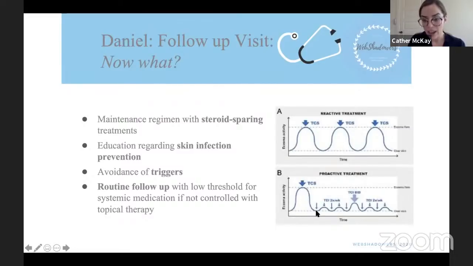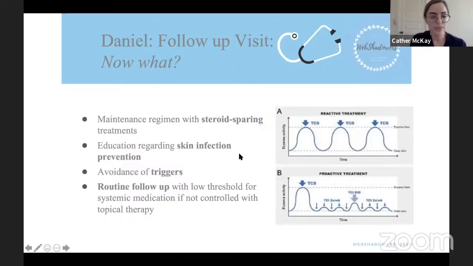Okay, well, we calmed it down. Now let's switch to a maintenance treatment that's going to make those flares less frequent, less intense, and more manageable. So you might add a TCI, which is a topical calcineurin inhibitor, Protopic or Elidel, pimecrolimus or tacrolimus. Those are options that are not steroids, but they're anti-inflammatory. So you might use those and then just use the steroid twice a week. There's different ways you can do it, but it makes it more manageable over time.